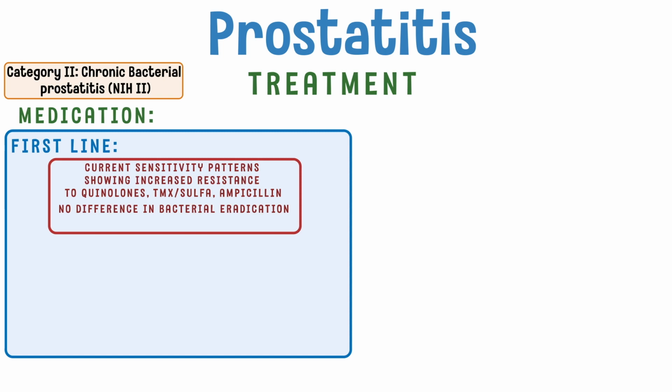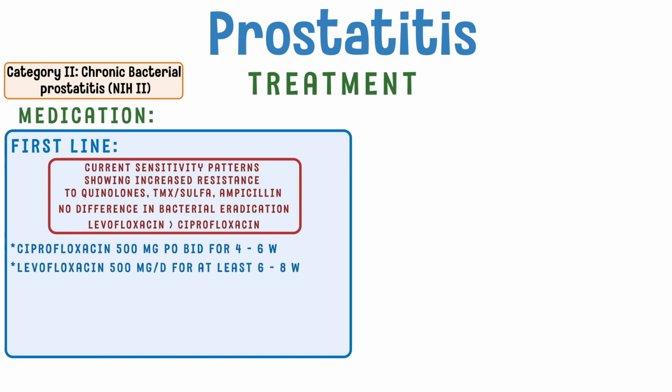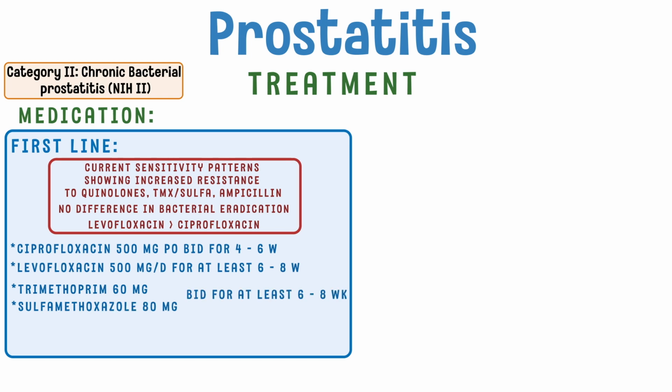Also, prostatic fluid concentration of levofloxacin is higher than ciprofloxacin. Ciprofloxacin has twice daily dosing and may have better prostatic penetration. Ciprofloxacin 500 mg per os BID for 4 to 6 weeks. Levofloxacin 500 mg per day for at least 6 to 8 weeks. Trimethoprim 160 mg, sulfamethoxazole 800 mg BID for at least 6 to 8 weeks.